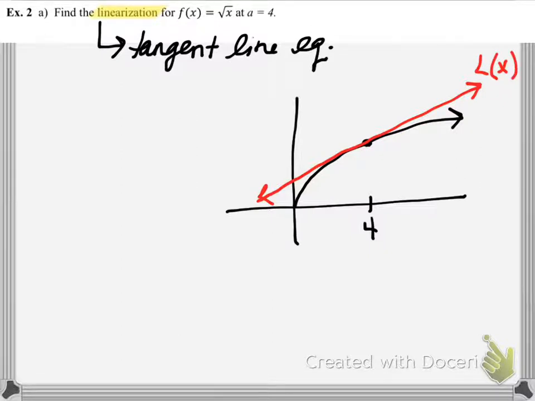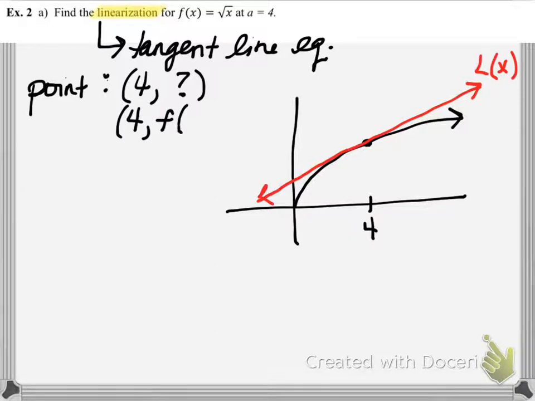So we need a point and we need a slope. So let's start with our point. So we know our point is going to be 4 comma something. To find our y value, we're going to go ahead and substitute 4 into our function. So that would be 4 comma f of 4. And because we're on the square root of x function, when we compute the square root of 4, we know the output is going to just be 2. So our point is the coordinate 4 comma 2.